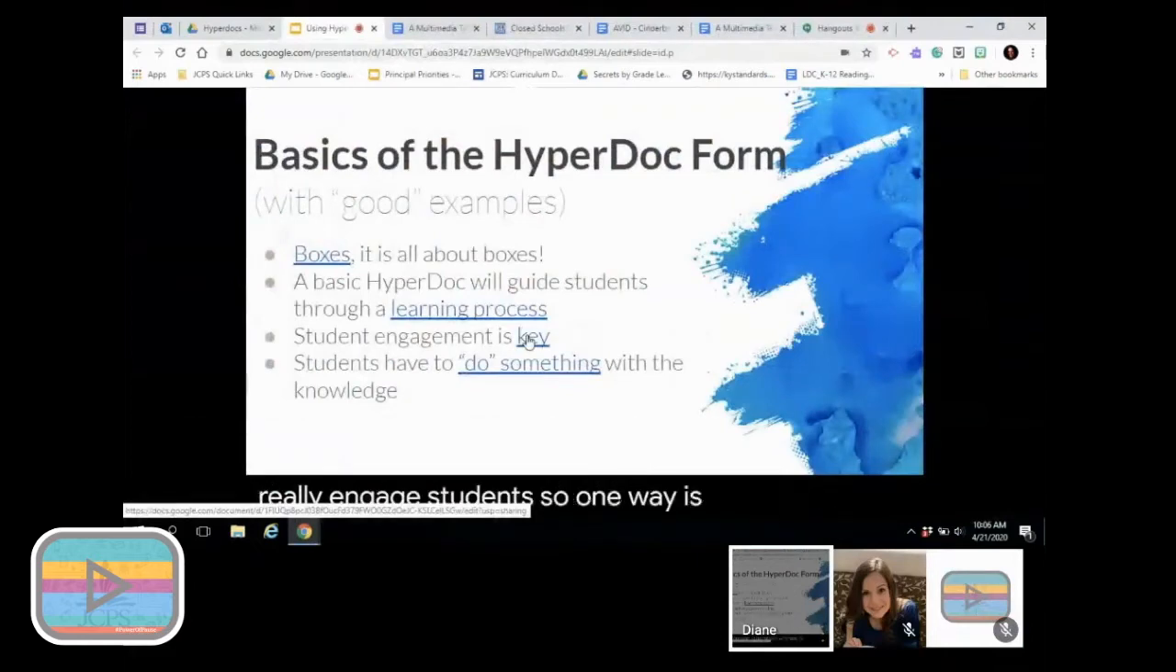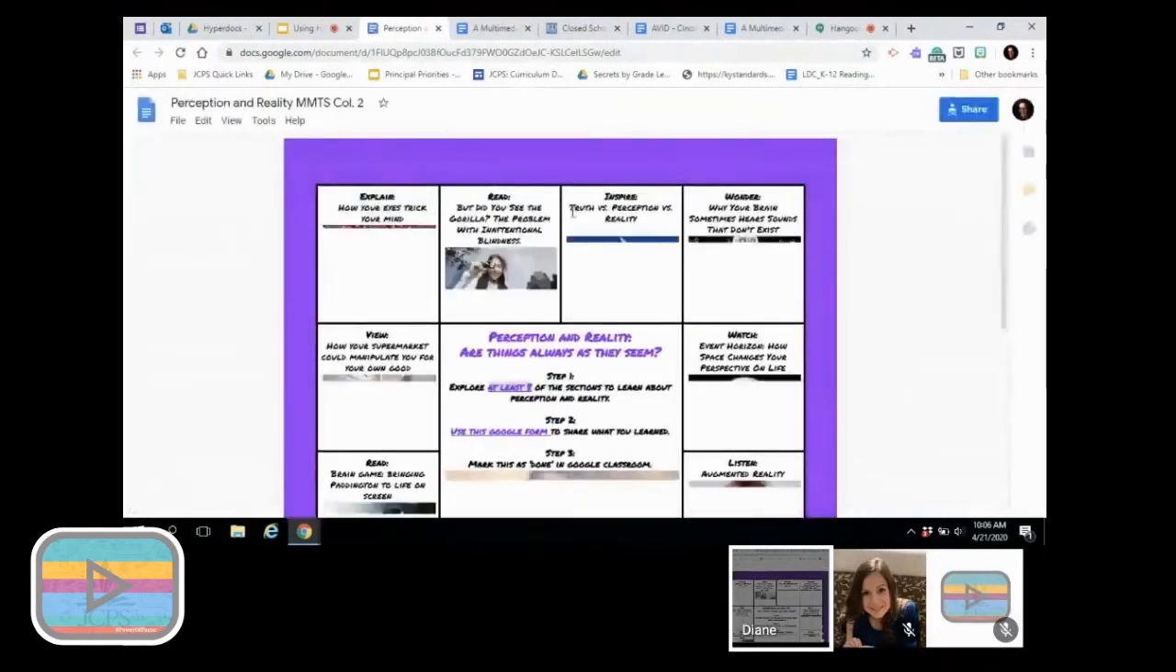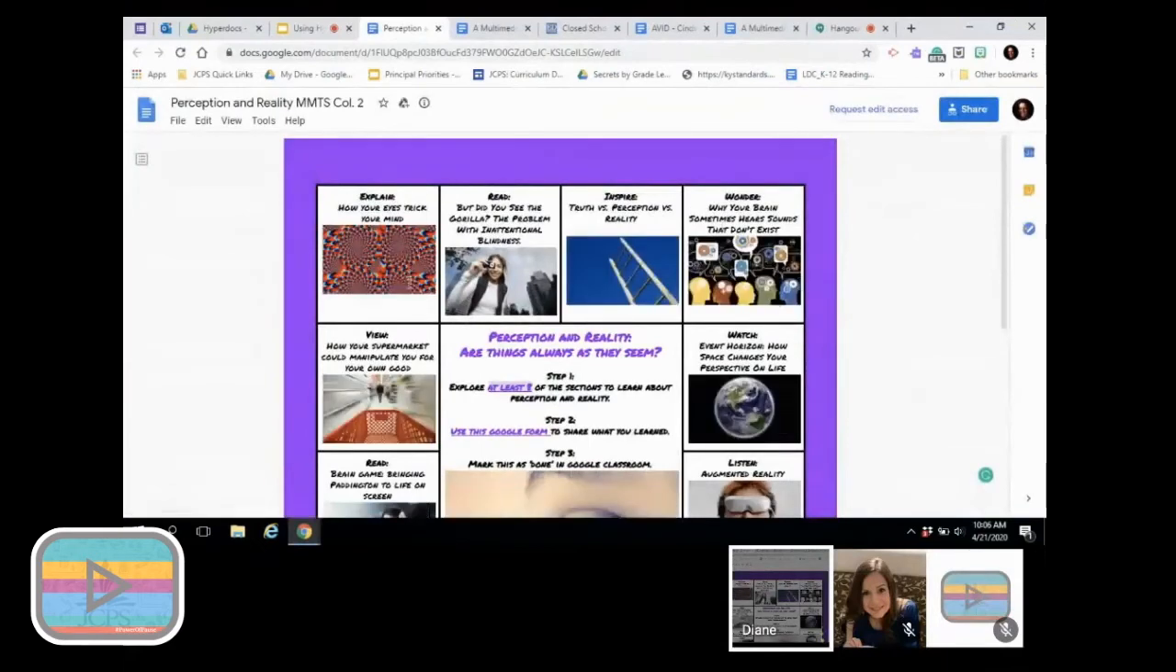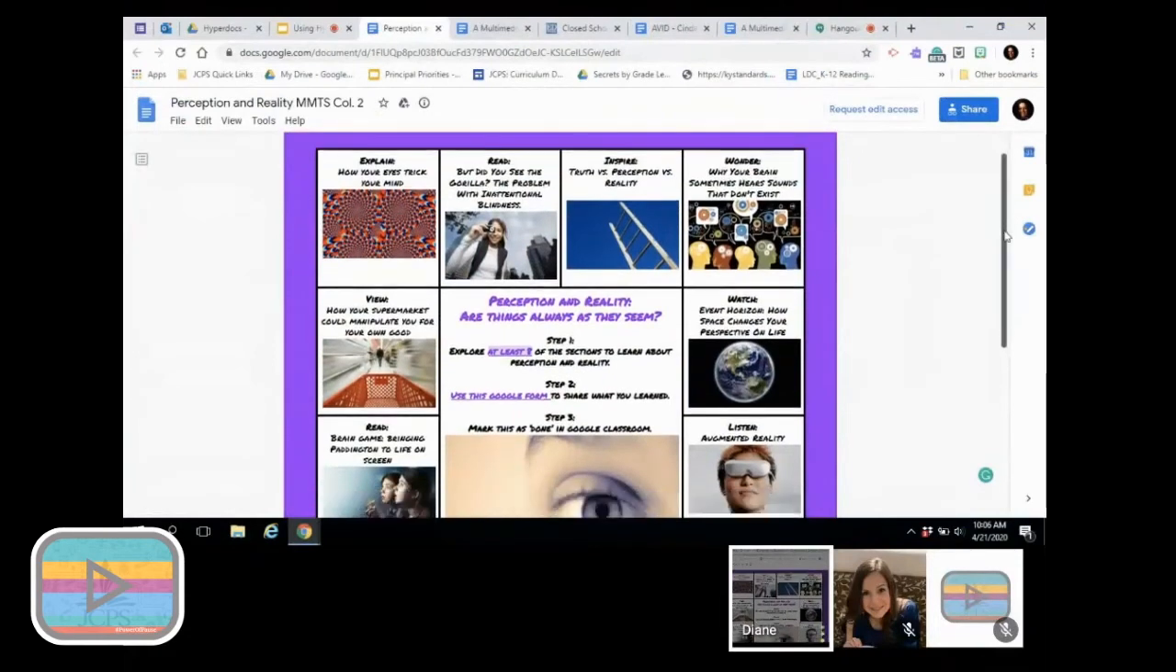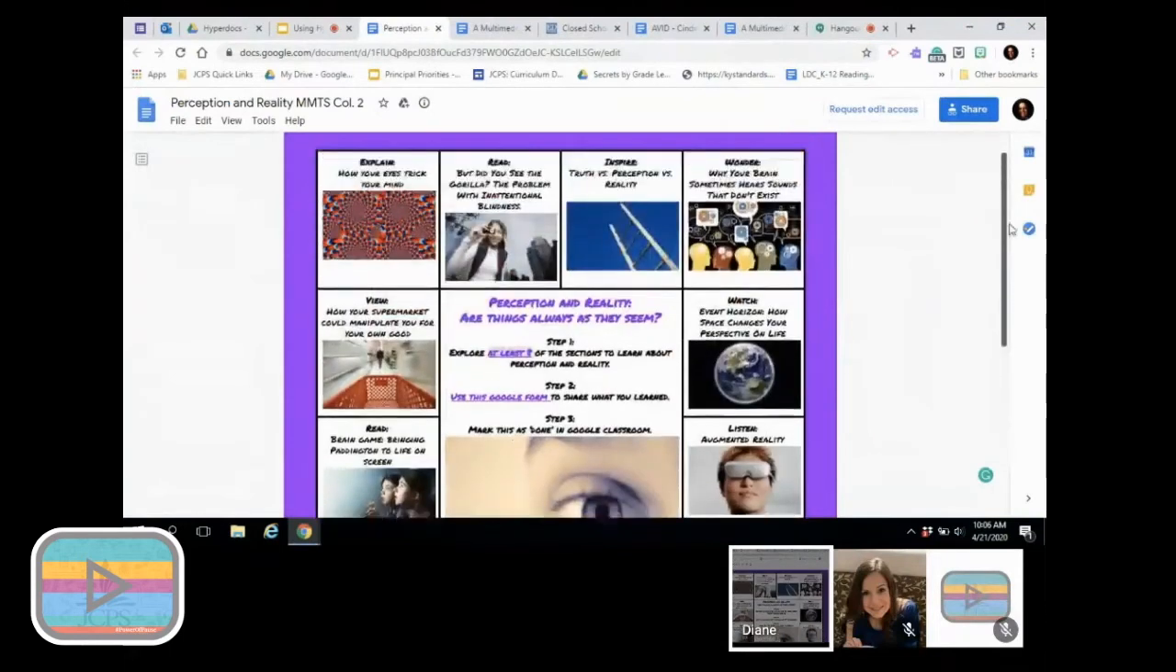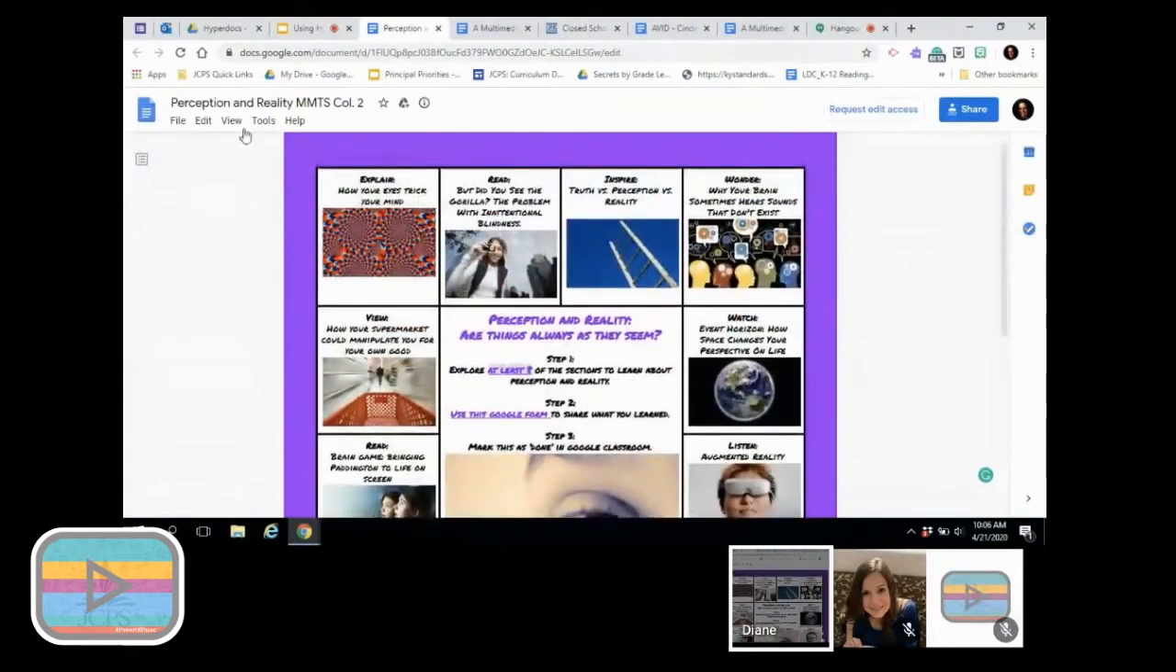We also try with Hyperdocs to really engage students. So one way is through visuals. If you'll notice, there's not a ton of text on the doc itself. So it's not text heavy and dense. It's made for the students to click through and engage with the resources. Sometimes people find it less daunting than big blocks of text. So this one is a very interesting ELA example about perception versus reality and getting them to explore that question.